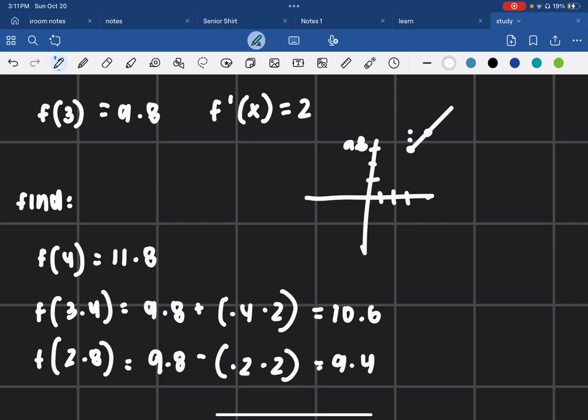When you're looking at f of 4, you're going to be moving up 2 y values. So if we started at 9.8, we're going to add 2, and we're going to make it all the way up to 11.8.